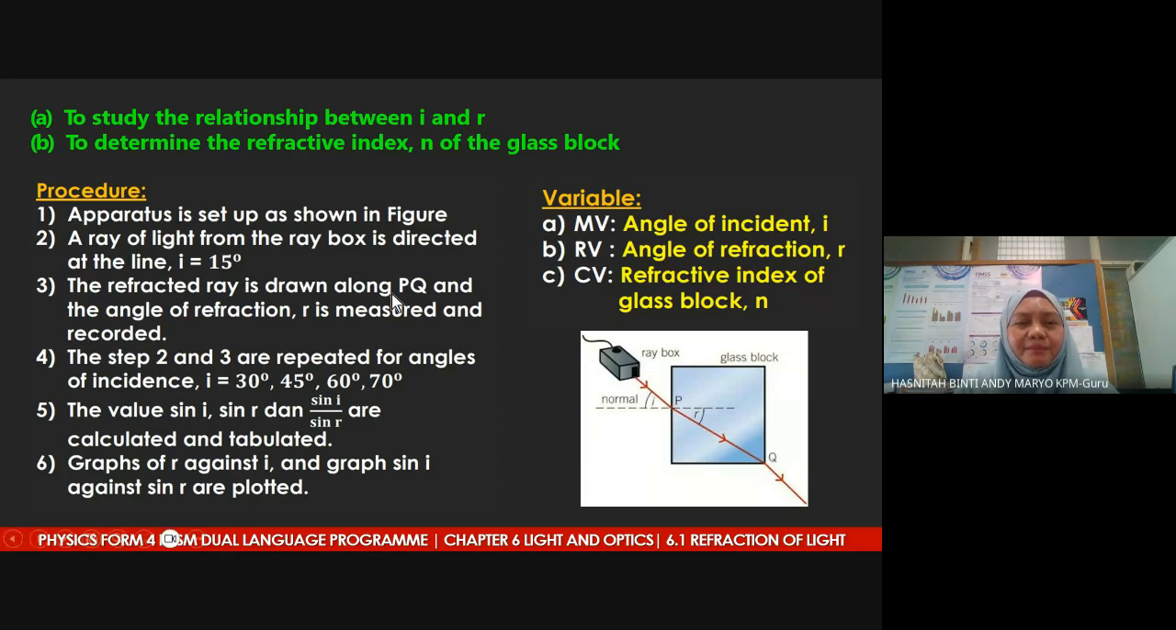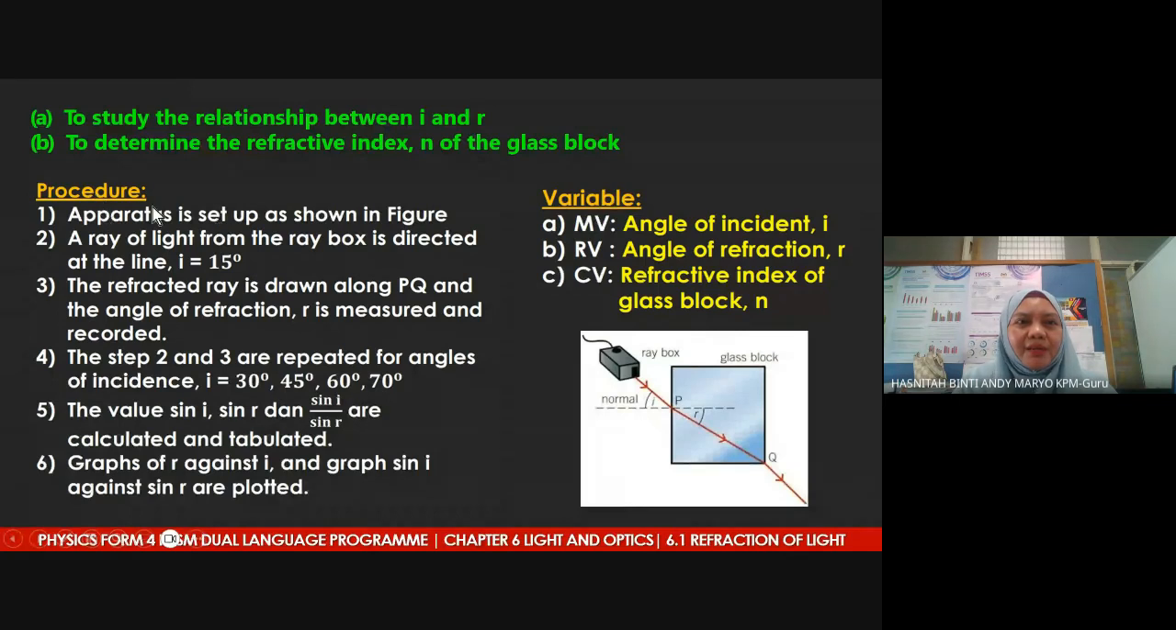Okay students, in this experiment, we try to find the relationship between i and r and also to determine the refractive index for the glass block. So these are all our variables. The manipulated variable is the angle of incidence, the responding variable is the angle of refraction, and our constant variable is the refractive index of the glass block. That means we are using the same type of glass block all the time.